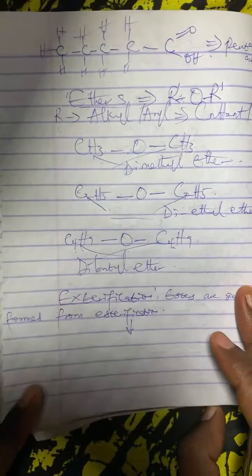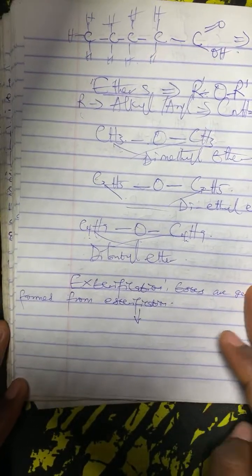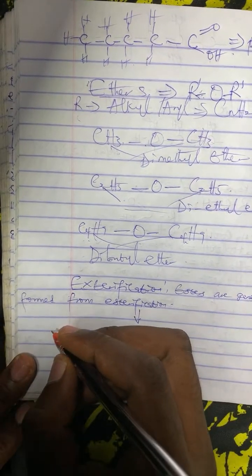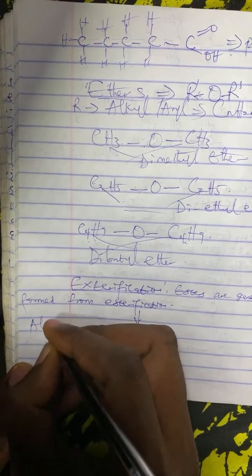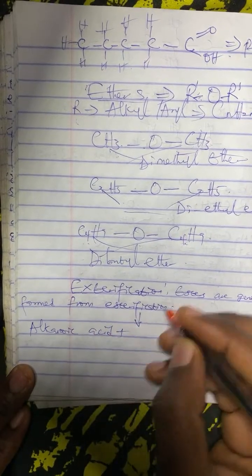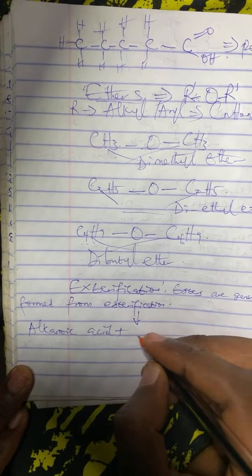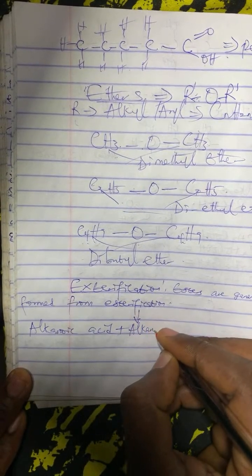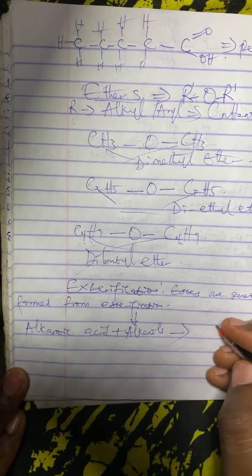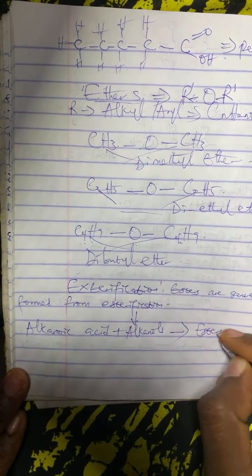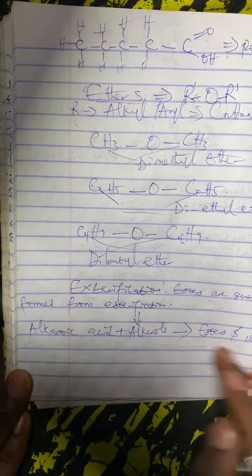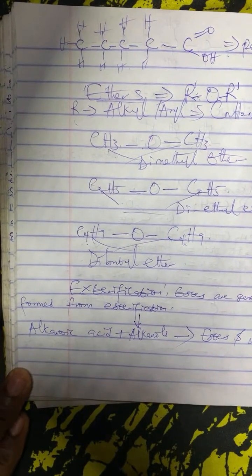Let me show you this reaction of esterification. Say for instance we have an alkanoic acid plus an alkanol, to form an ester and water. This particular reaction is called esterification. Now let me use an example of an alkanoic acid.